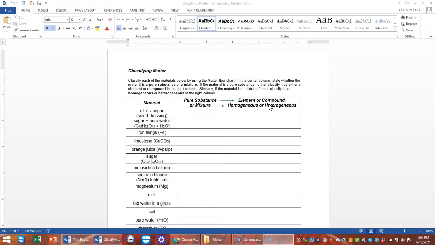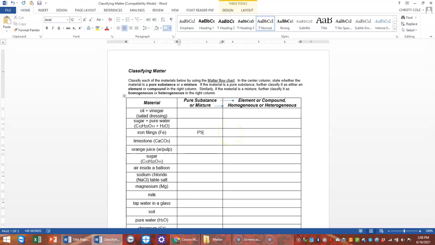So let's look at some examples here. For example, let's look at this one right here, iron filings. Fe. Where would I find Fe? Fe is iron. It's the element symbol for iron. And where do I find that? On my periodic table. So if you don't have a periodic table, look at one on the wall or get one from me. So just based on the information on my matter flowchart, this only contains one kind of atom, iron atom. So I would say this is a pure substance.